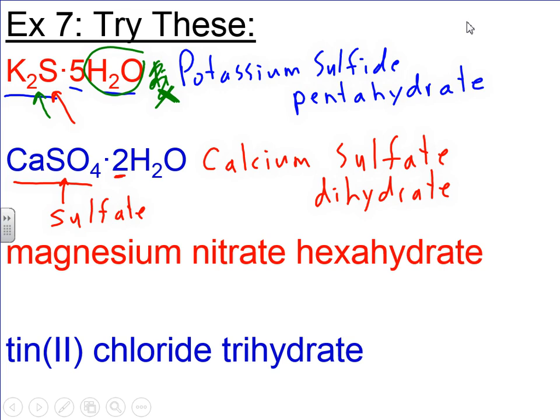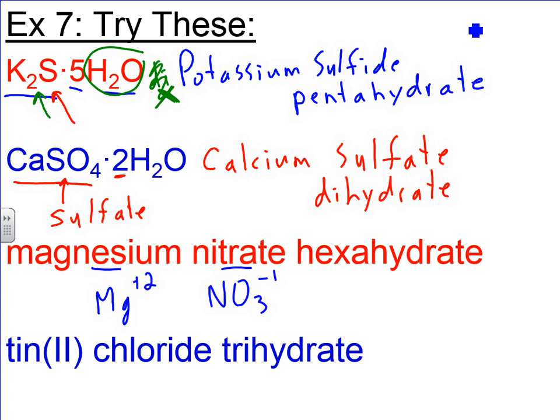All right, let's go ahead and write a formula given the name. So we have magnesium nitrate hexahydrate. We'll have to match up the charges of magnesium and nitrate. Magnesium from the periodic table has a +2 charge. Nitrate is a polyatomic ion. This is Nick the camel, the Nick, NO3 with a -1 charge. And so we would need 2 nitrates for every magnesium.